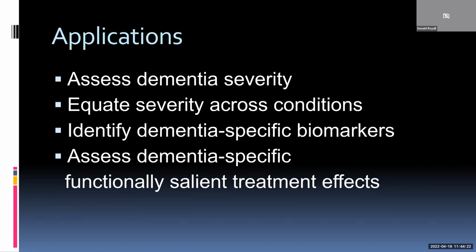So let's look at these potential applications. We can use it to assess dementia severity. We can equate severity across conditions or cohorts, even though they might have different cognitive measures in the different cohorts. We can identify domain-specific biomarkers or dementia-specific biomarkers, and we can assess dementia-specific interventions with regard to the functional salience of the treatment effects. If you make memory better, nothing may happen in functional status. But if you make D better, then by definition, functional status will improve.